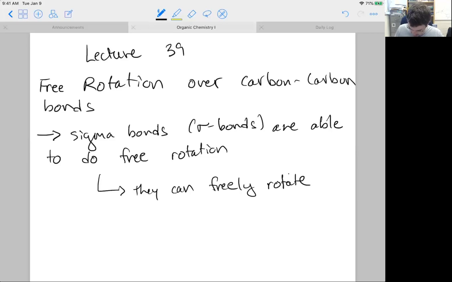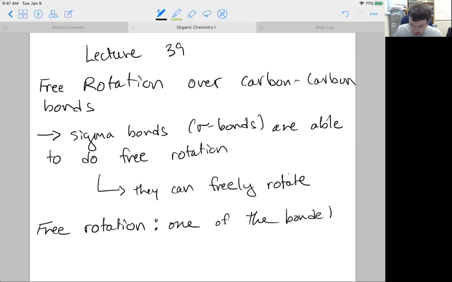Now, in free rotation, what we're talking about is this idea of a bond that's able to spin the atoms that it's attached to. So in free rotation, one of the bonded atoms, and I'm talking about two atoms bonded together, as is what we've seen so far, can spin or rotate relative to the other.